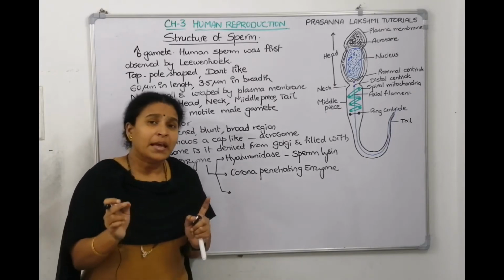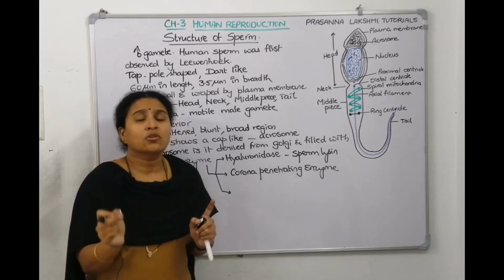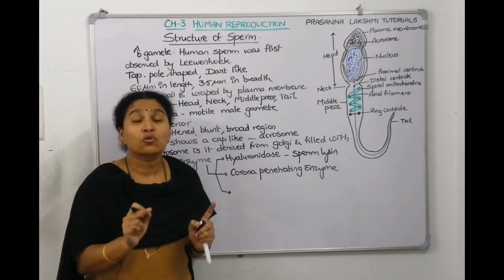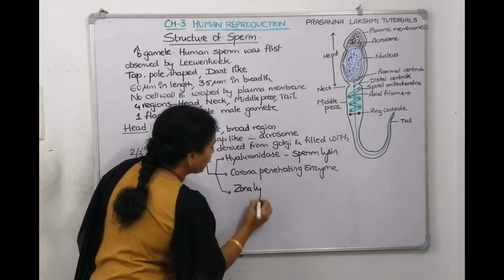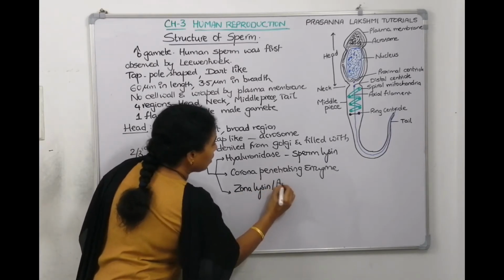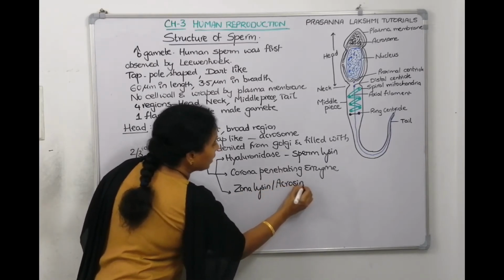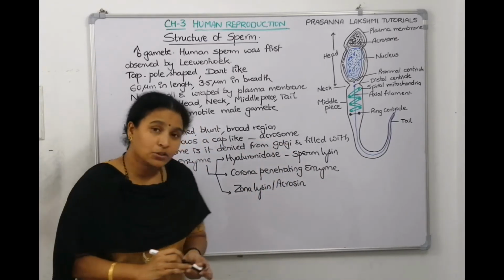And the third enzyme, egg also has zona pellucida. To dissolve that zona pellucida, it requires zona lysine. So, what is the third enzyme? It is called zona lysine. It is also called acrosin.